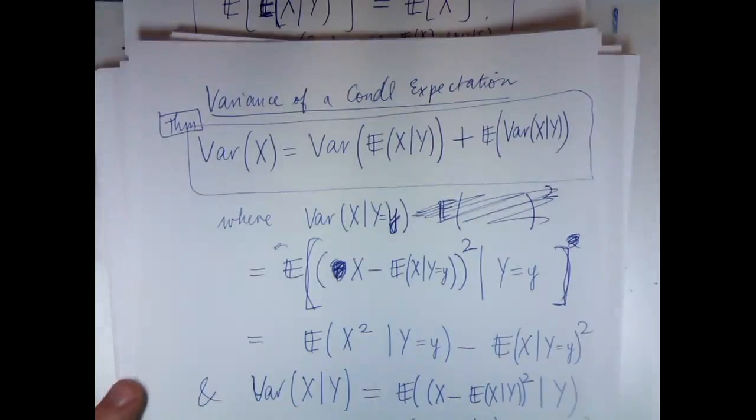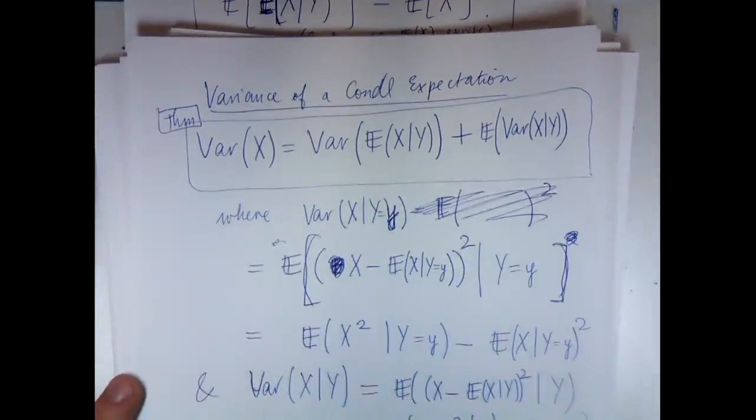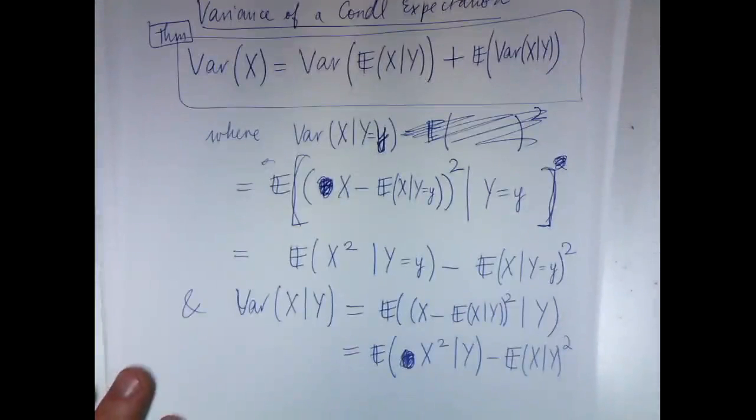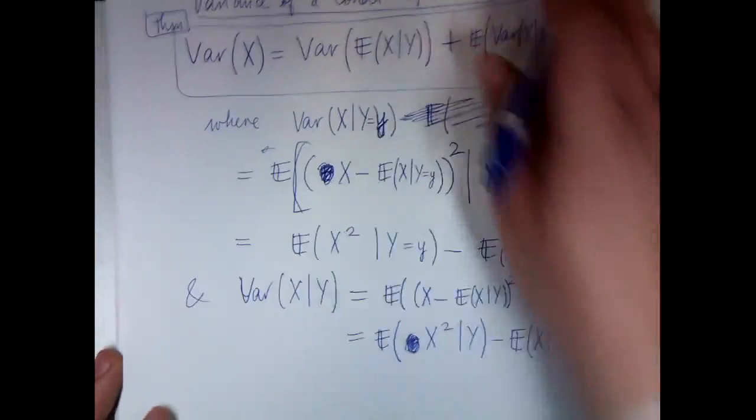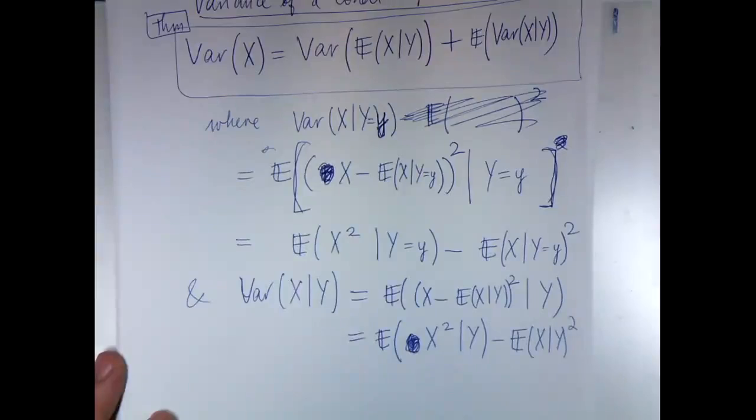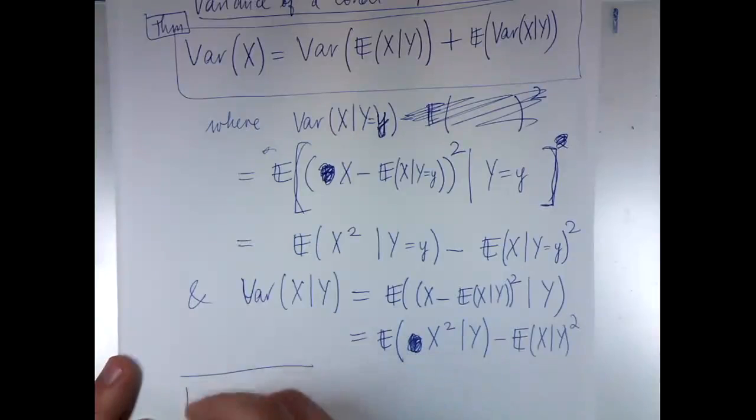So a lot of formulas there, but they're what you would expect from the definition of expectation, and the fact that this is something that we want to do conditional on Y equals y. Okay, so let's give a proof of that.